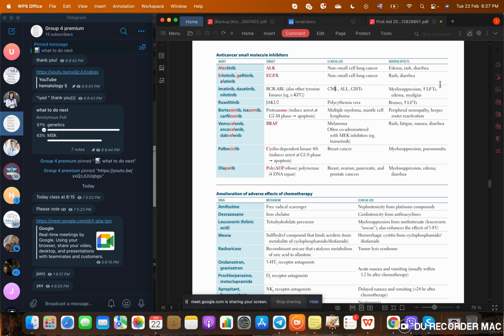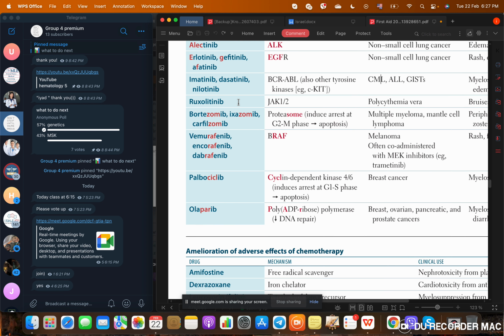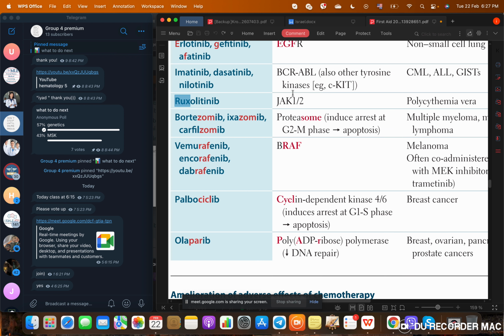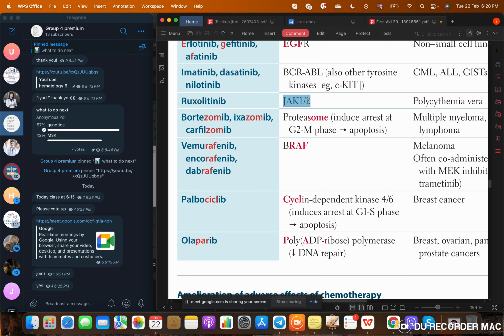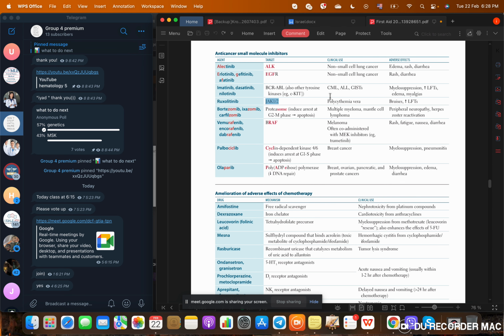It can lead to myelosuppression, elevated LFTs, edema, and myalgia. Ruxolitinib basically works at the JAK-STAT pathway, and we spoke about it before. It inhibits the JAK, so no JAK means no STAT. No STAT means basically no proliferation of the RBCs, which can be utilized to treat polycythemia vera.